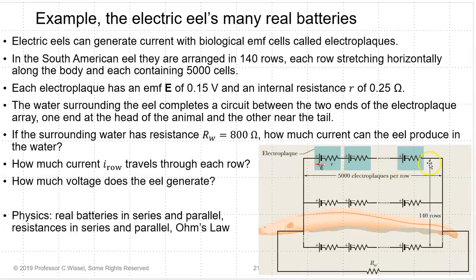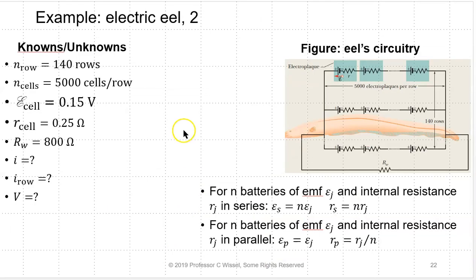Now here's its circuitry. These are 5,000 little individual cells called electroplaques in each row, arranged in series with each other. These rows are 140 rows arranged in parallel with each other. The physics of this is real batteries in series and parallel, and of course resistances in series and parallel in Ohm's law. So you write down your knowns and unknowns. We know the number of rows, it's 140 rows. The number of cells, it's 5,000 cells per row.